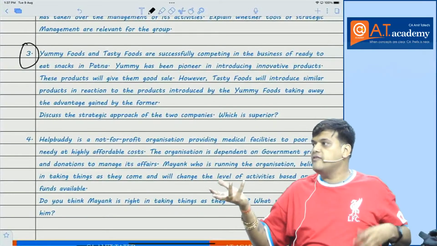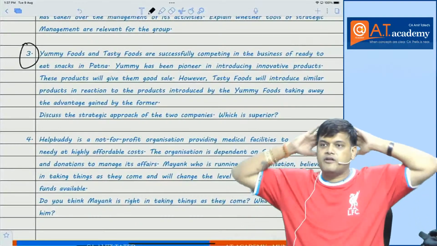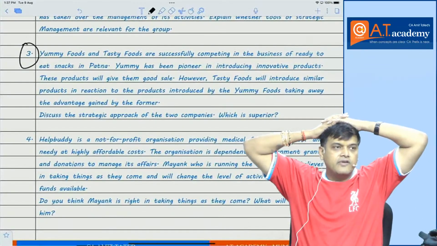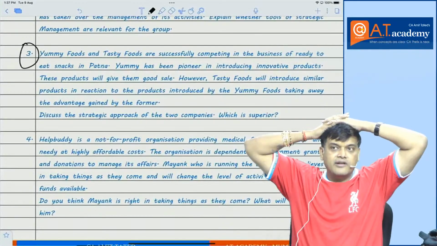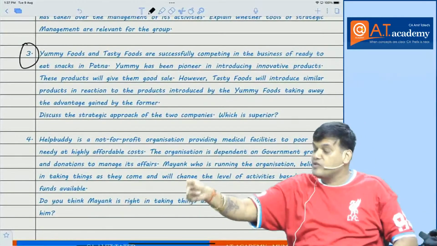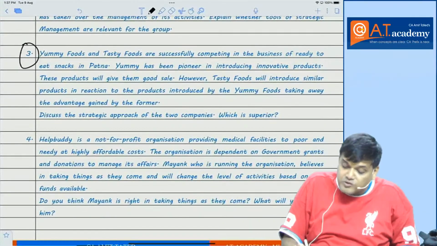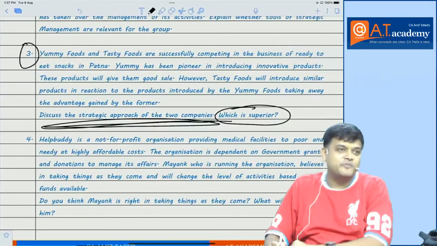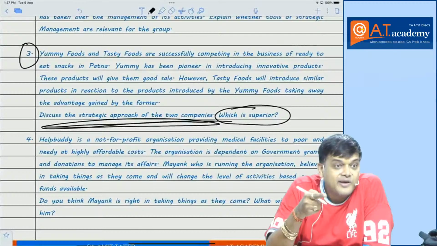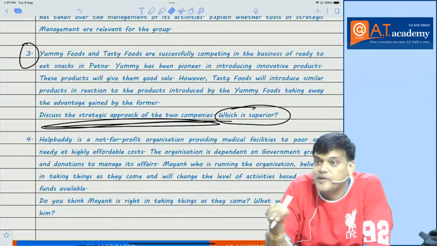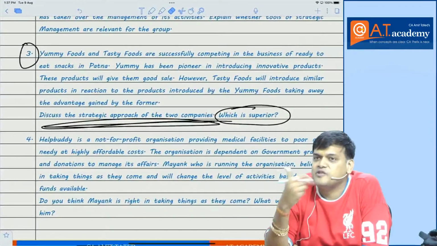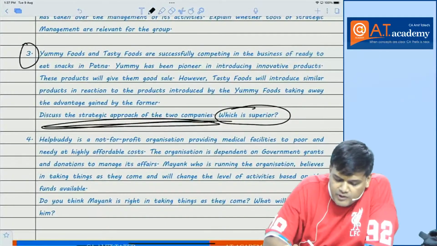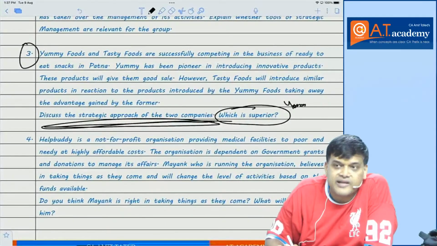One is proactive and one is reactive. Who is proactive? Yummy is proactive. And Tasty is? Which is better? Now don't write blend, because the question asks which is superior out of these two. This is one of the biggest problems. Which of the two is superior? Proactive, that is, Yummy Foods is superior, even though its disadvantage comes out.